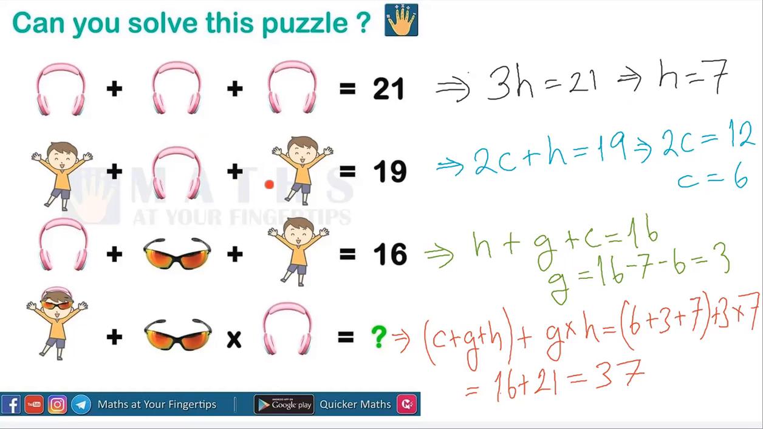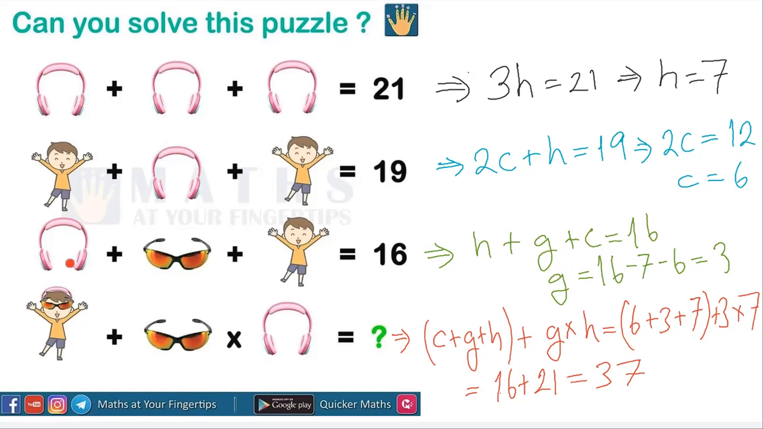In the second one, 2 children and 1 headphone is 19. So our equation is 2 children plus a headphone equals 19. Since headphone is 7, if we subtract 7, 2 children equals 12, so 1 child equals 6.